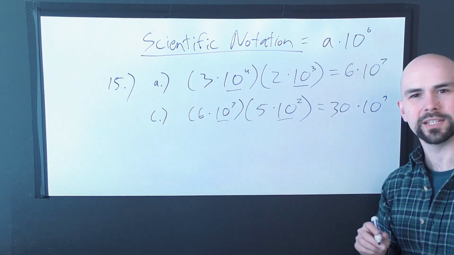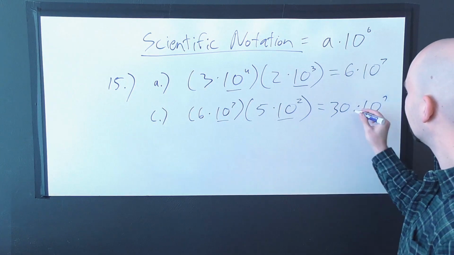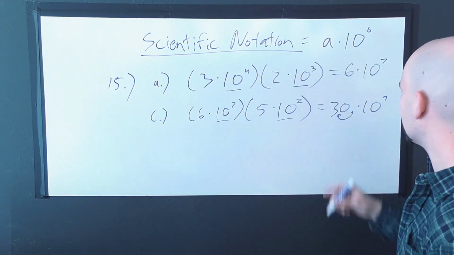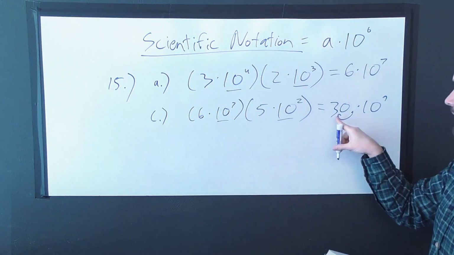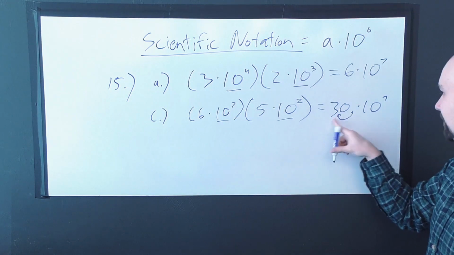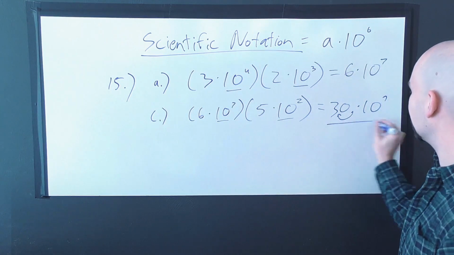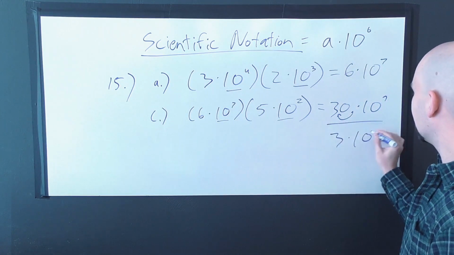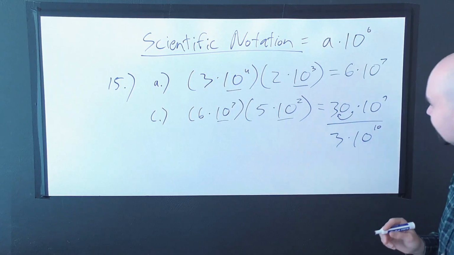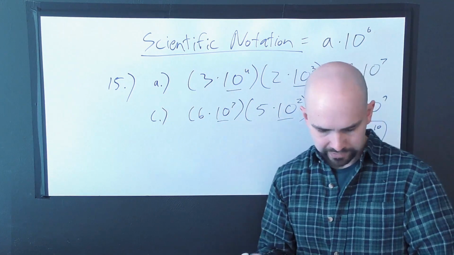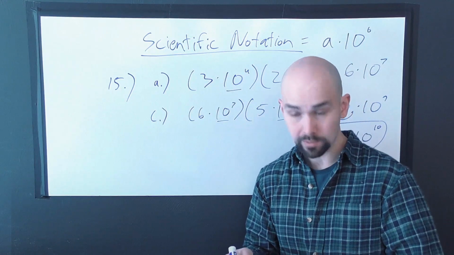Is this in scientific notation? Not quite. To get it there, I have to move the decimal over to the left 1, which is the same as dividing by 10. So if I divide by 10 over here, I got to cancel that out by multiplying by 10 over here. In other words, raising the power of 10 by 1. So I end up with 3 times 10 to the power of 10. All right. Moving on, we are almost done. We're going to go to number 16.